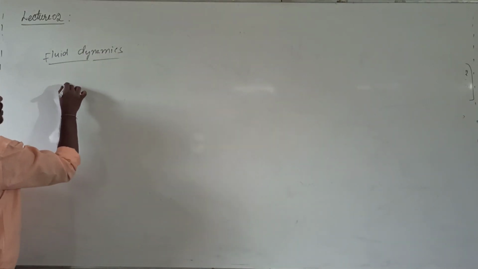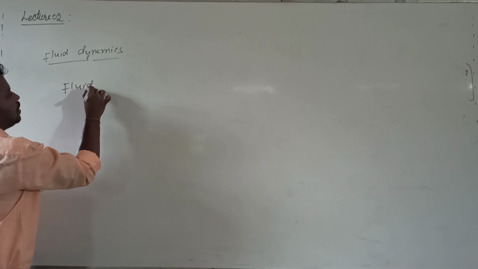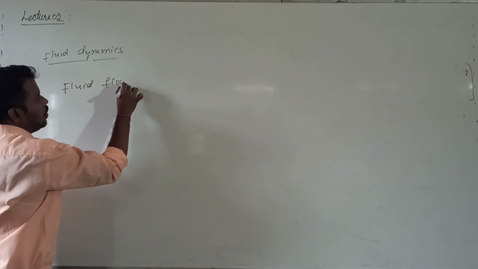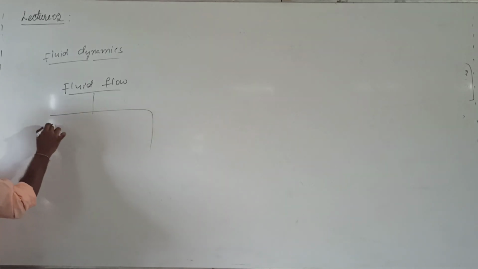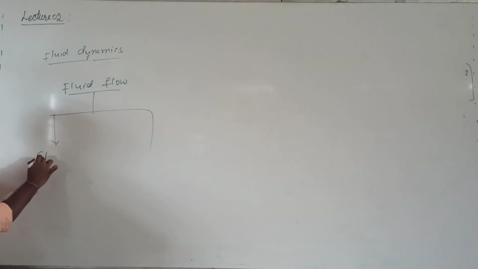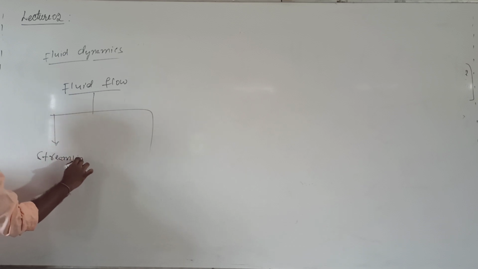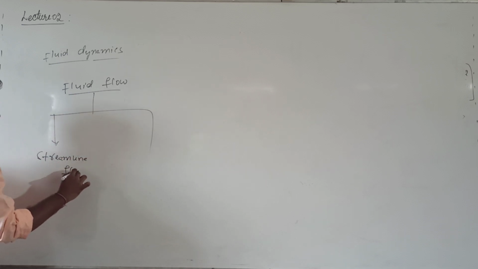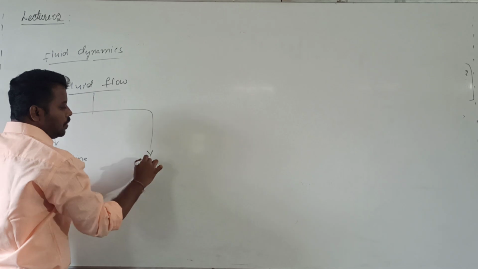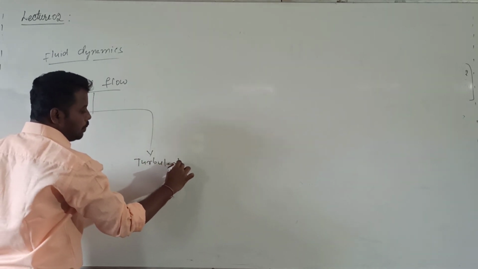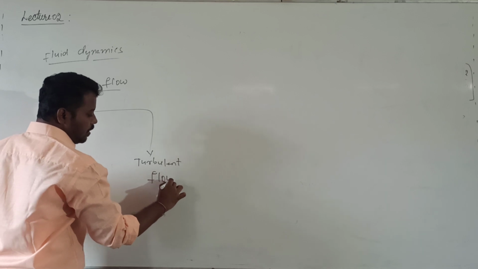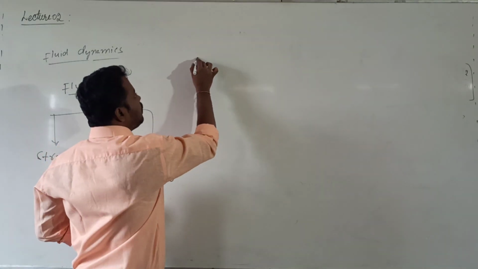Types of fluid flow. Fluid flow is of two types mainly. One is streamline flow, and another one is turbulent flow. So what is the meaning of streamline flow?